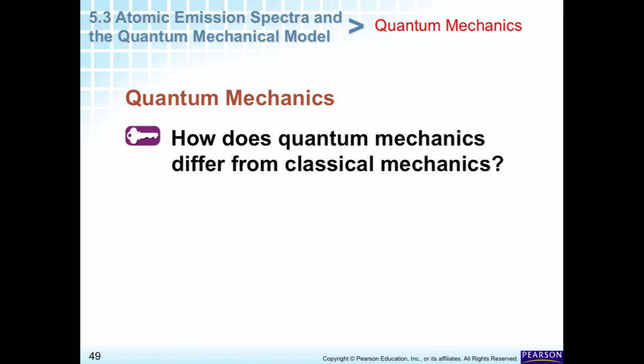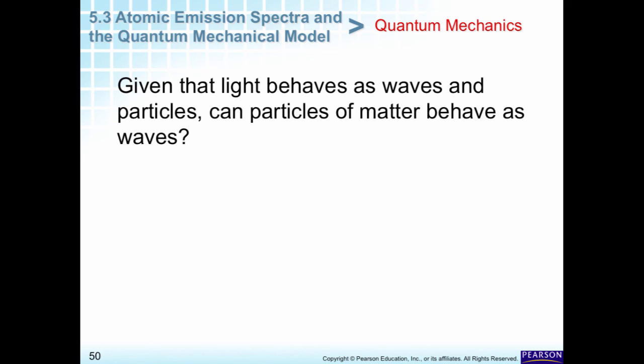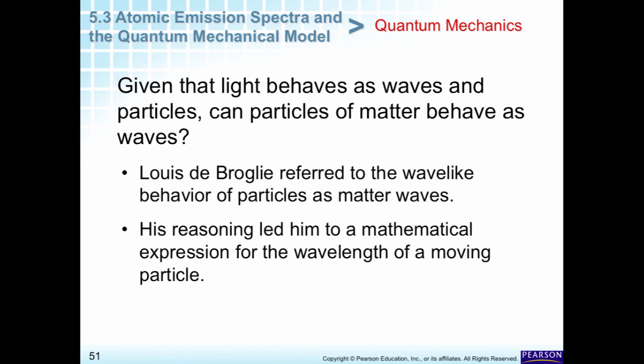Okay, how does it differ from classical mechanics, which is classical physics? I've talked about this a little bit, where I said the waves act as particles. Can particles of matter behave as waves? And yes, Louis de Broglie called the wavelength behavior of particles matter waves. And he basically was led to a mathematical expression for the wavelength of moving particles. So this helps us to understand how the electron behaves like light. And it helps us to understand a little bit about electricity too.